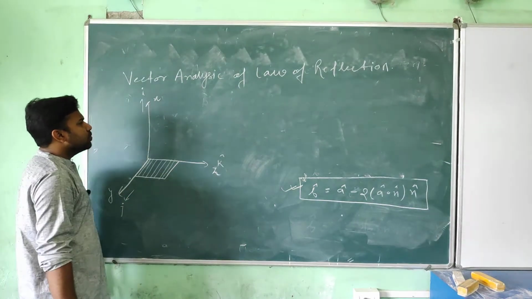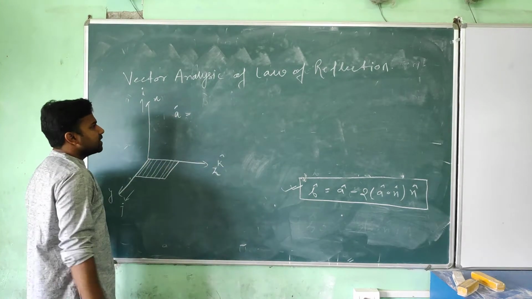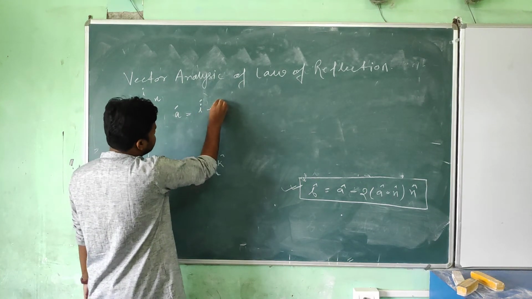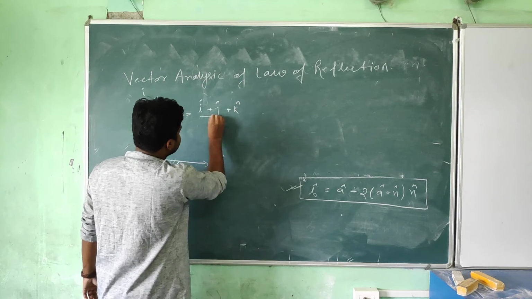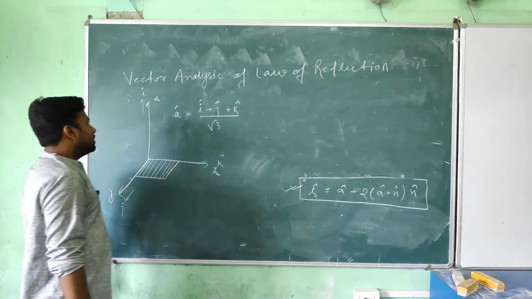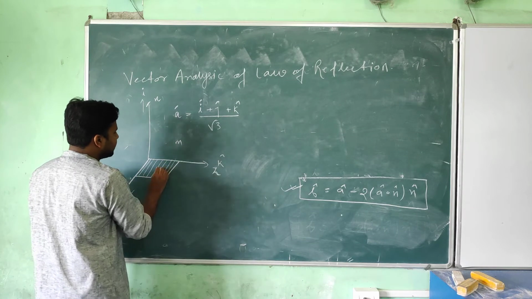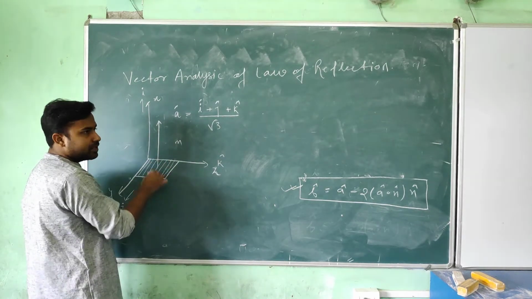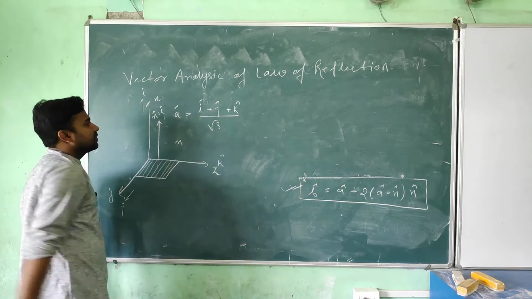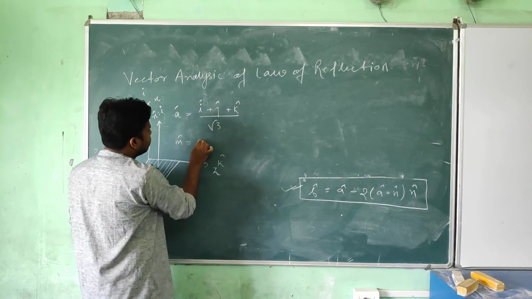And here I am assuming an incident ray. We denote the incident ray with A cap. So here the incident ray is i cap plus j cap plus k cap divided by root 3. You can take any unit vector. It's a unit vector, that's why I am taking i cap plus j cap plus k cap. What is the n vector, student? If you draw the normal on this plane mirror, it is along the x axis. So n cap is actually i cap.